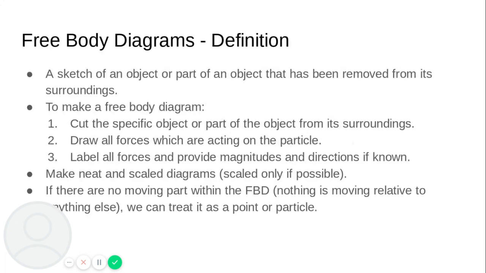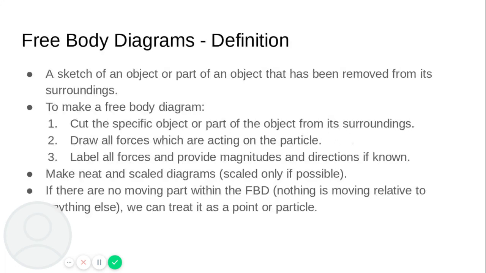So a free body diagram is a sketch of an object or part of an object that has been removed from its surroundings. To make a free body diagram, we want to cut the specific object or part of the object from its surroundings. Then we want to draw all the forces which are acting on the particle, and usually we can treat it as a particle, but we'll get to that a bit later. Then we want to label all forces and provide magnitudes and directions if known.